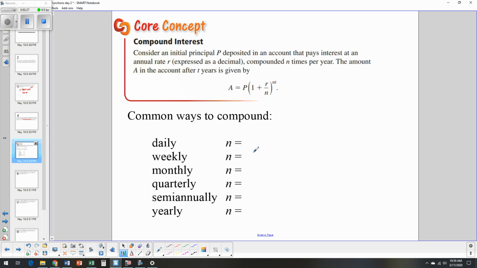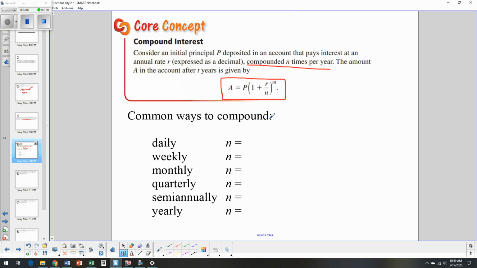For compound interest, P is our initial amount, the amount that was originally deposited. R still represents our annual rate that we turn into a decimal. And now we have a new value, N, the number of times it's compounded per year. And T still is our normal thing. So our equation turns into A equals P times (1 plus R over N) to the N times T power.